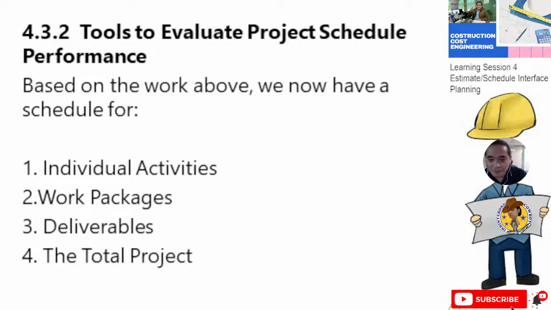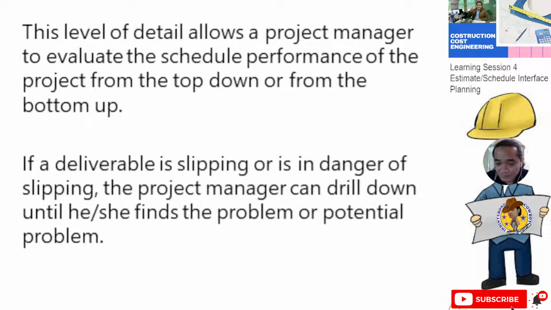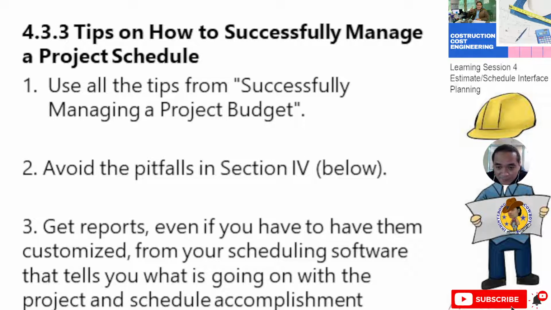Based on the work above, we now have a schedule for number one, individual activities. Number two, work packages. Number three, deliverables. Number four is the total project. This level of detail allows the project manager to evaluate the schedule performance of the project from top to bottom and bottom to up. If a deliverable is slipping or is in danger of slipping, the project manager can drill down until he or she finds the problem or potential problem.